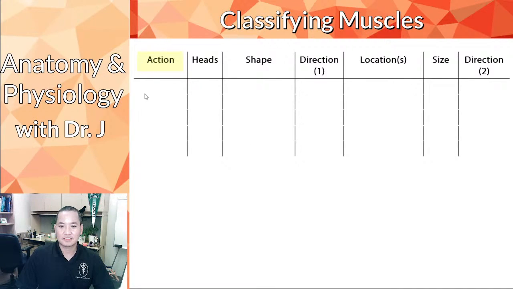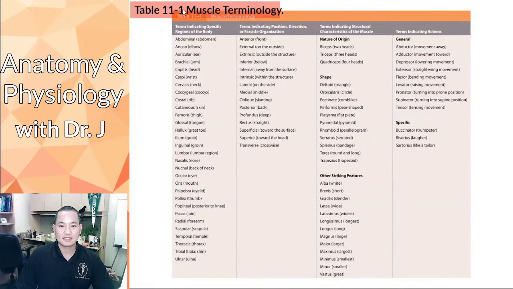And these are things like action: what do they do? What type of joint movement do they do when you contract these muscles? And this is also on the slides as well. So there are all these root words. And do you have to know all these root words?